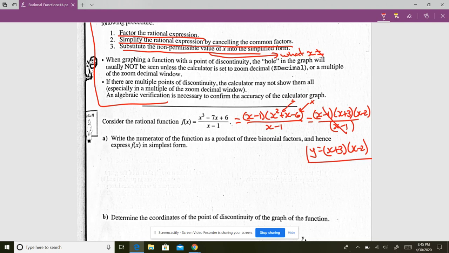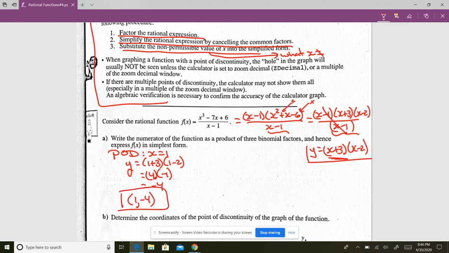So we have a POD that x is equal to 1. That is what makes this 0, the thing that canceled. If you want to find the y value, the y value will be put 1 into these, what's left over. 1 plus 3, 1 minus 2, that's 4 and negative 1, so it's negative 4. So the coordinates of the POD are 1 and negative 4.